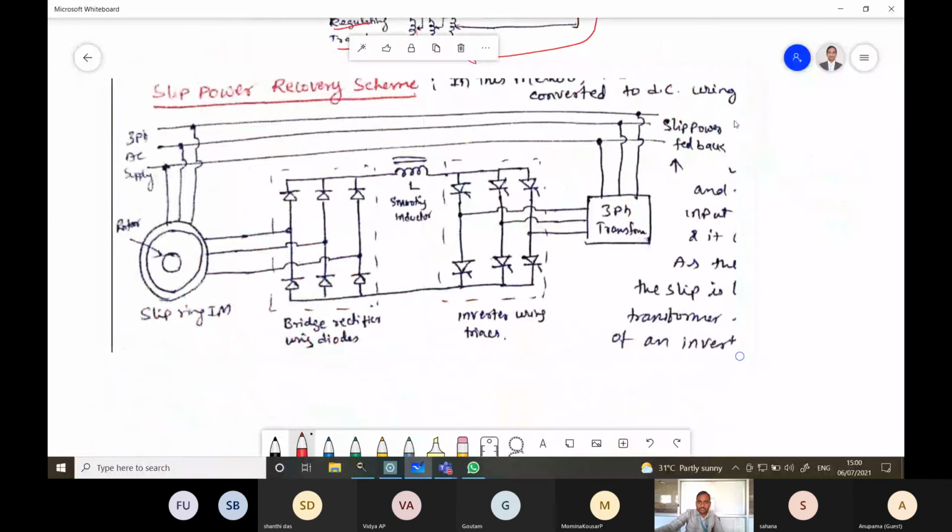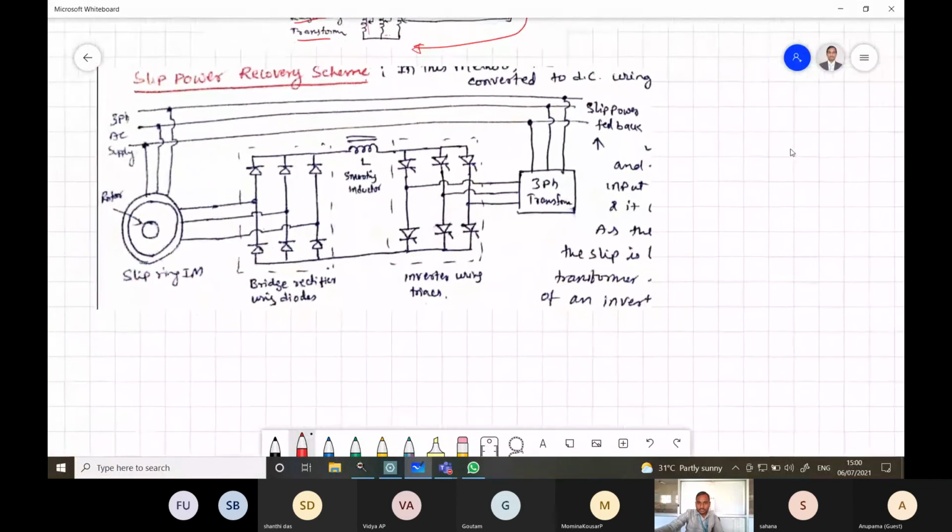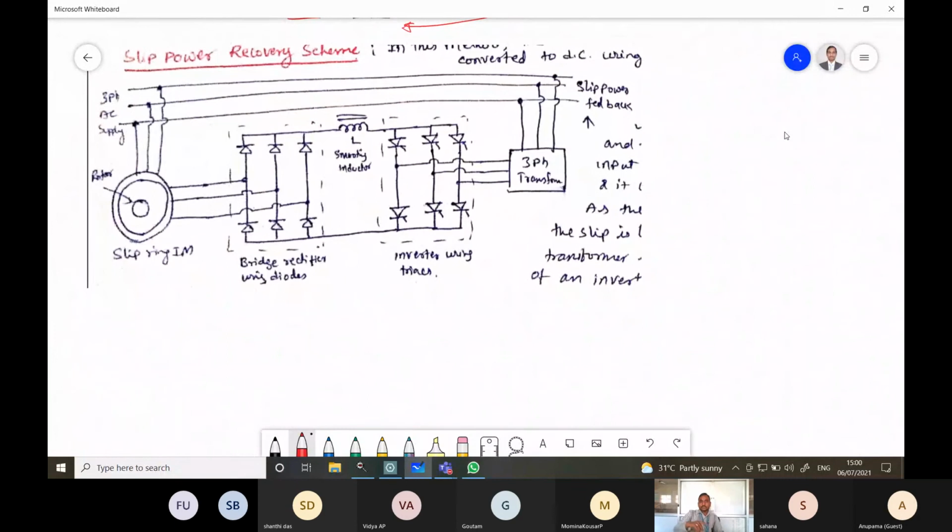So here in this case, the power electronic devices are used. Power electronic devices, some bridge rectifiers are used. That is called a diode. Diodes are represented like this. Anode and cathode terminals are there.